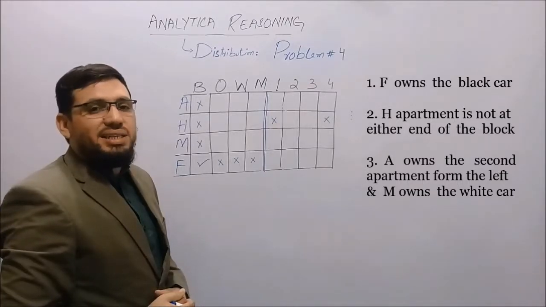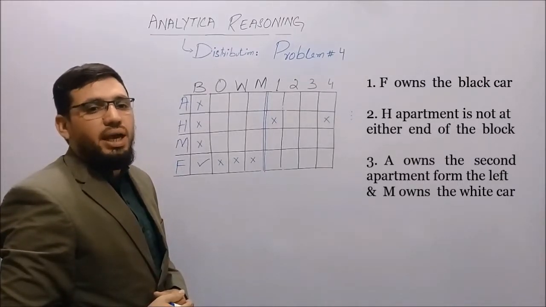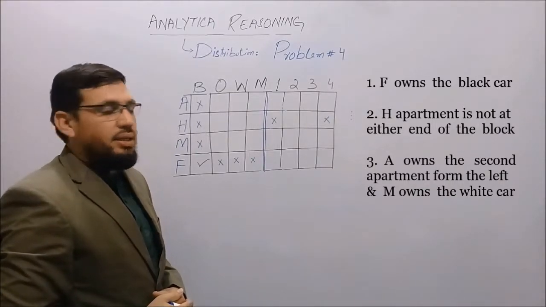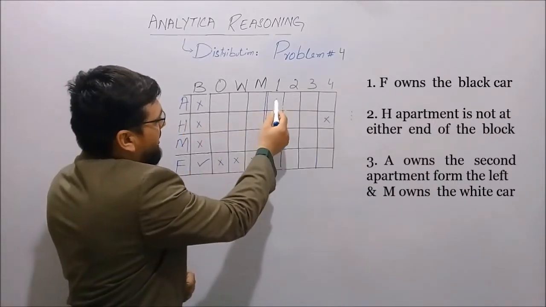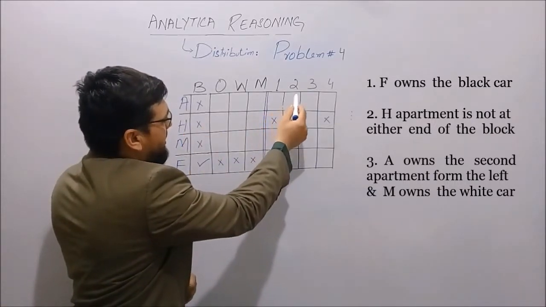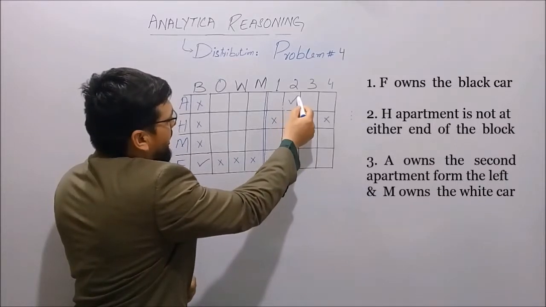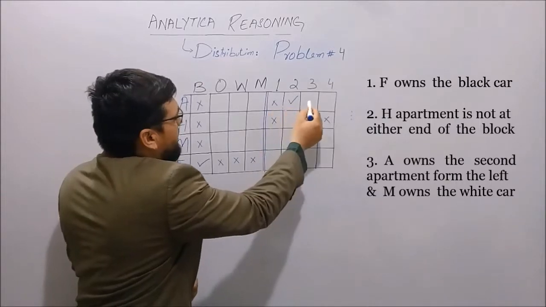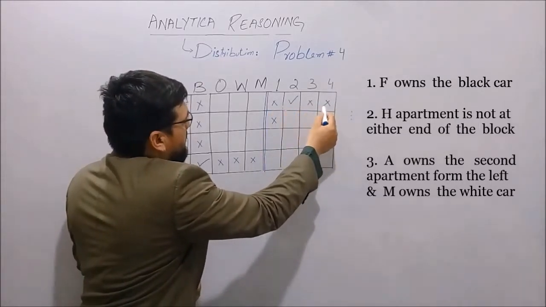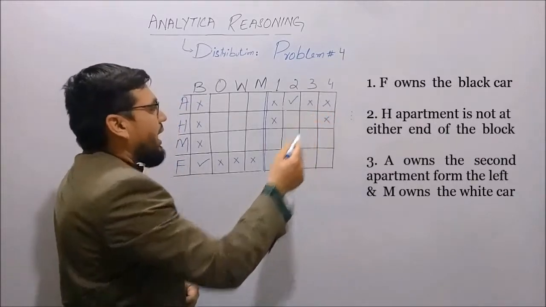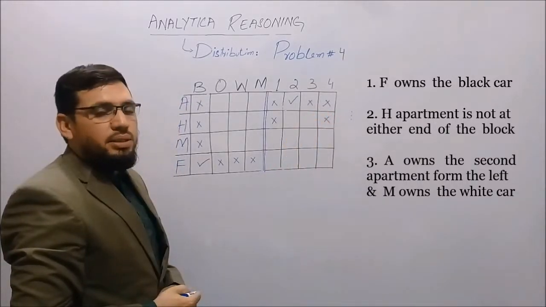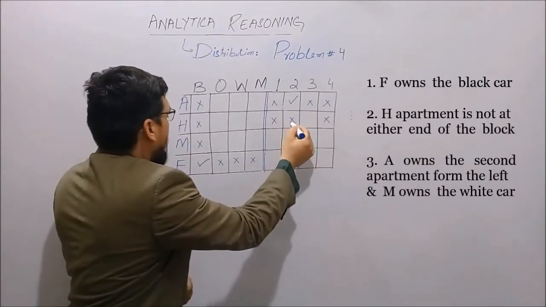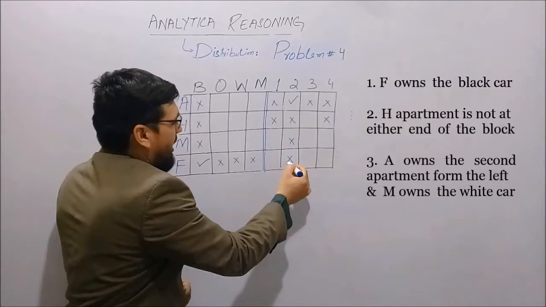The third and last information about this distribution is that A owns the second apartment from the left side. This is the left side: first, second, and the second one is owned by A. It means the first, third and fourth are the apartments which A cannot have, and this apartment cannot be assigned to the other individuals, which are H, M and F.